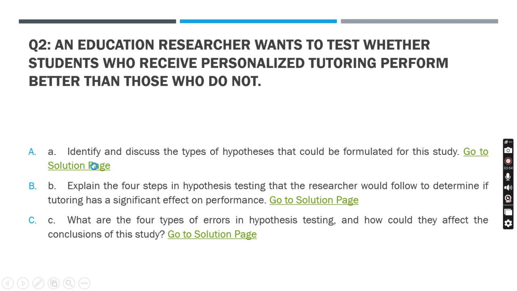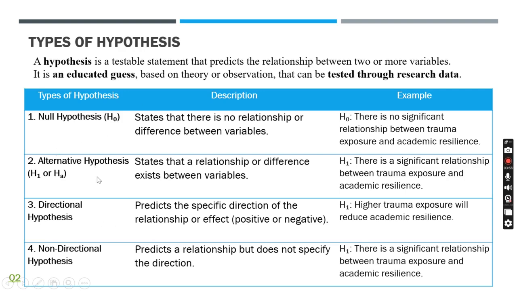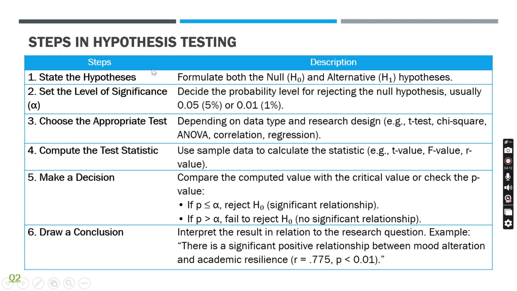This is simple. If we go to the types of hypothesis, this is the types of hypothesis that we can formulate. Okay, we can formulate a null hypothesis and an alternative hypothesis. Okay, these are the main types we can formulate for the study. The second point, with regard to the steps in hypothesis testing: we state the hypothesis and set the level of significance, choose the appropriate test, compute the test statistic, and then we make the decision and draw a conclusion.